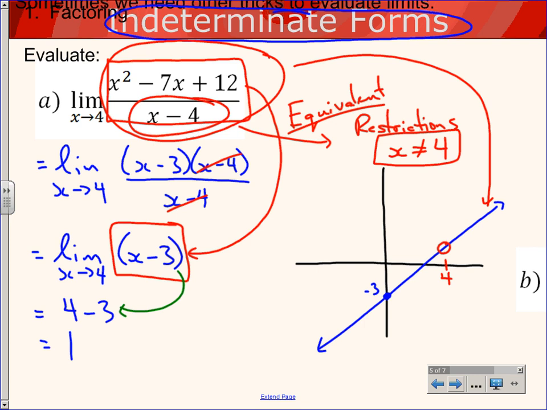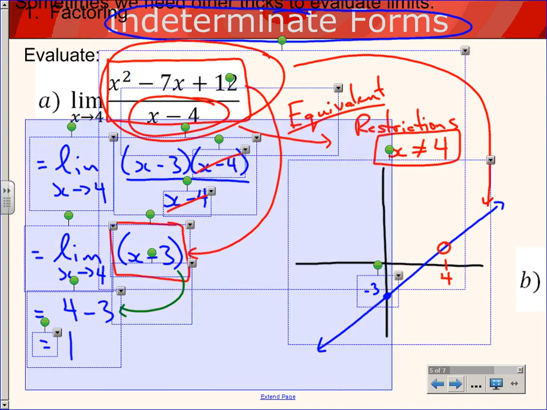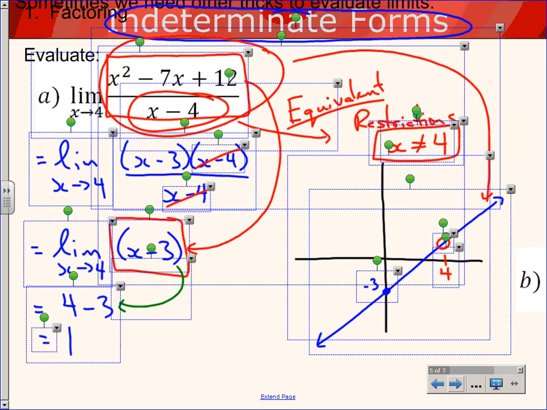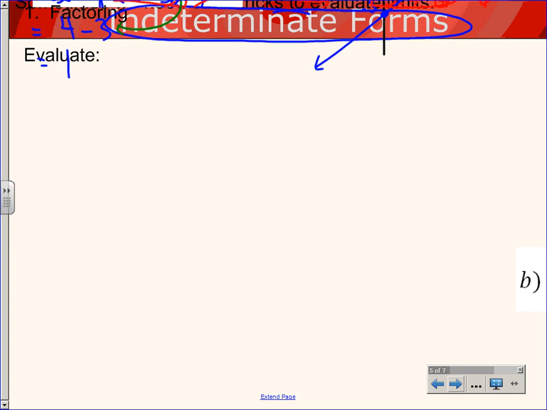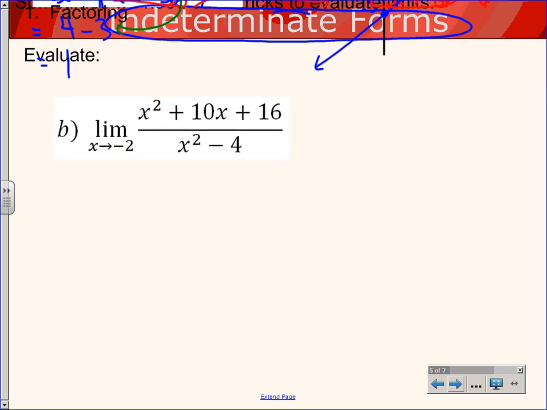Okay? Did I ever make a mess of that? My goodness. Okay, I'm going to try and get rid of all of that, and then we'll try going on to B. Same idea.